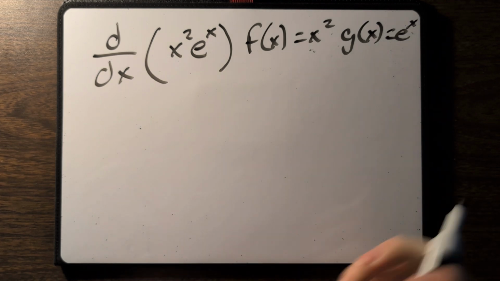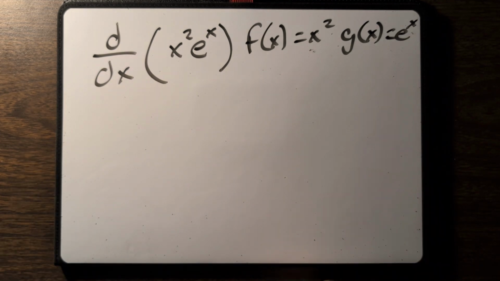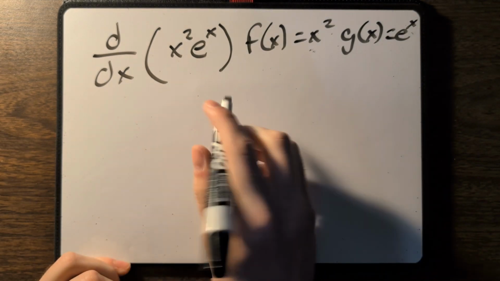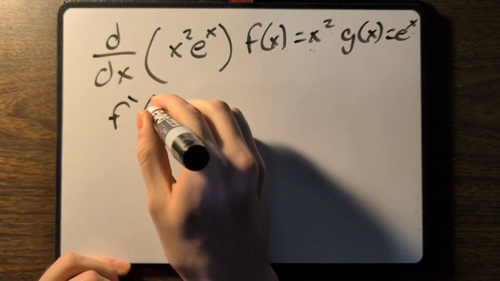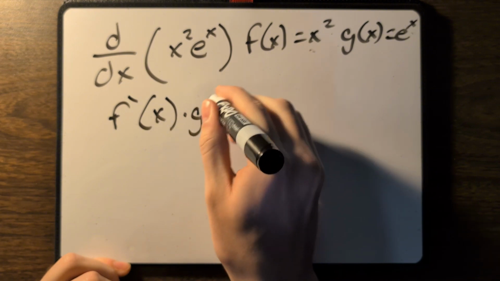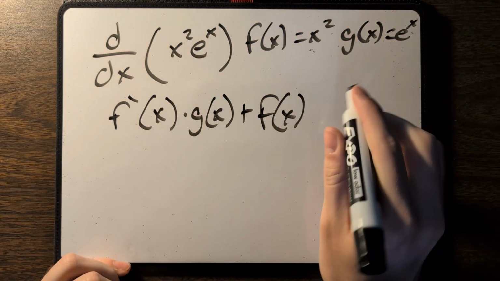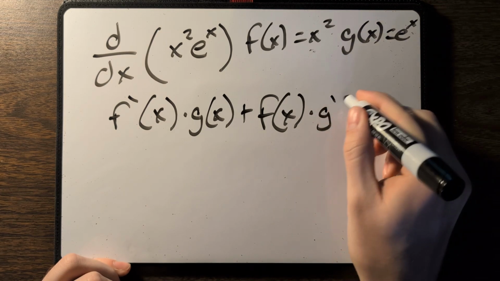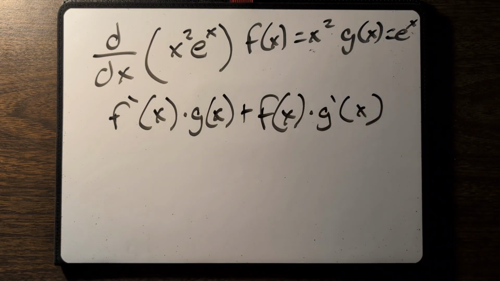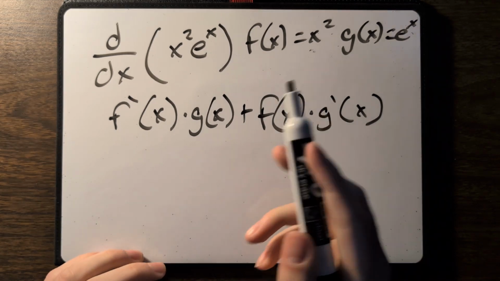Alright, so using the same sort of form as before, we're going to do the derivative of f of x times g of x plus f of x, leaving it alone, times the derivative of g of x. So what is this going to look like?